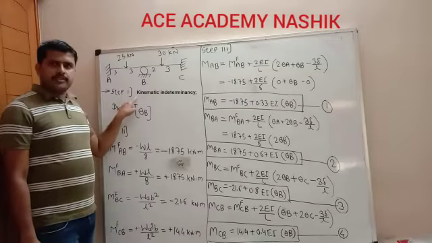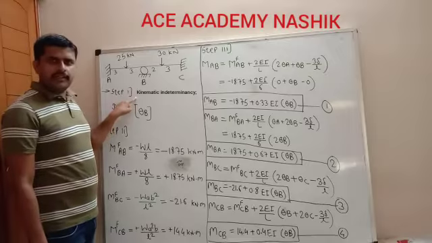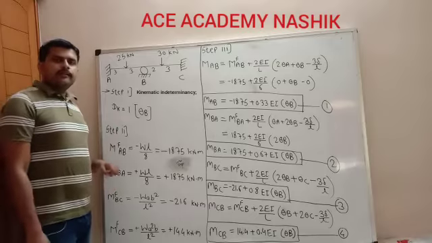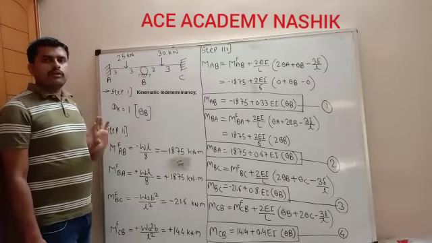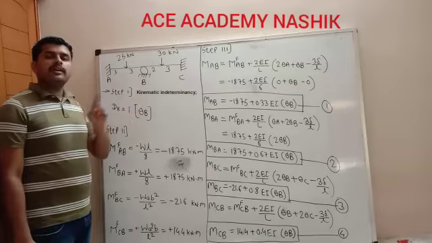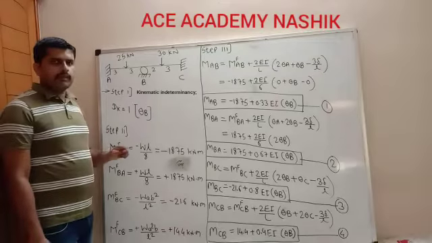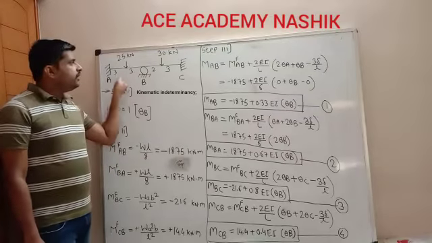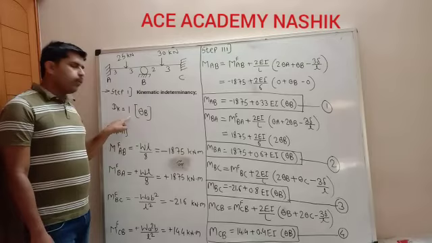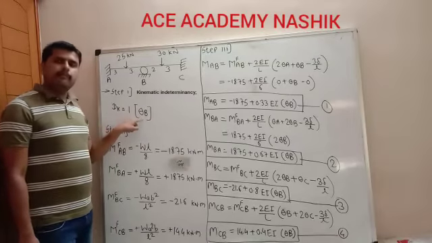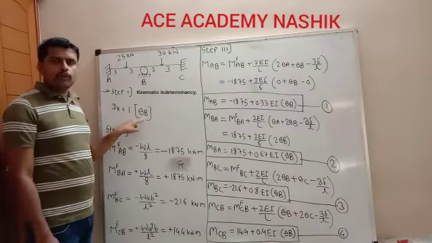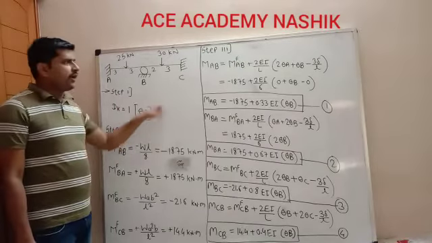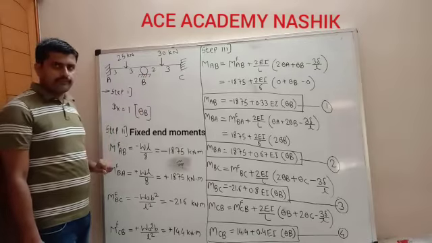Our first step is to determine the degree of kinematic indeterminacy. How to determine it? We just count the number of roller supports and hinge supports present in the given beam. In our beam, there is only one roller support. Hence, the degree of kinematic indeterminacy of the given beam is 1. That is theta B. Theta B is nothing but the rotation at joint B, which is an unknown we have to find by the slope deflection method.